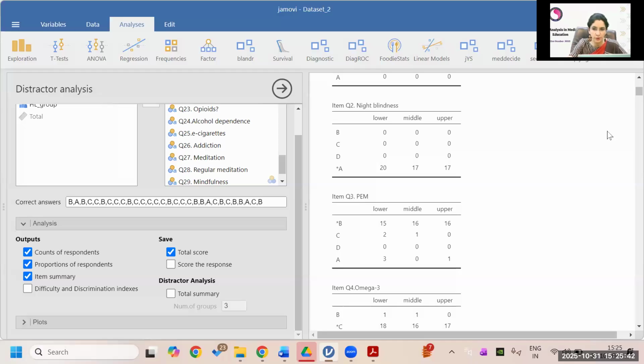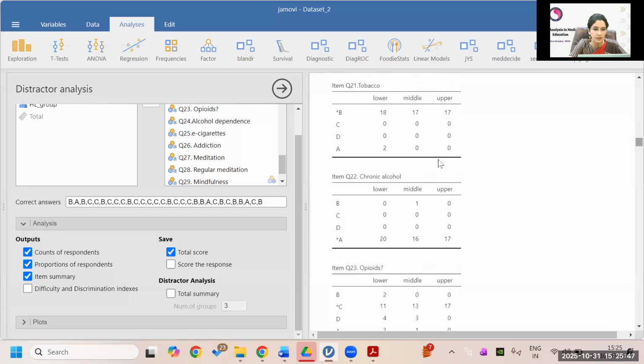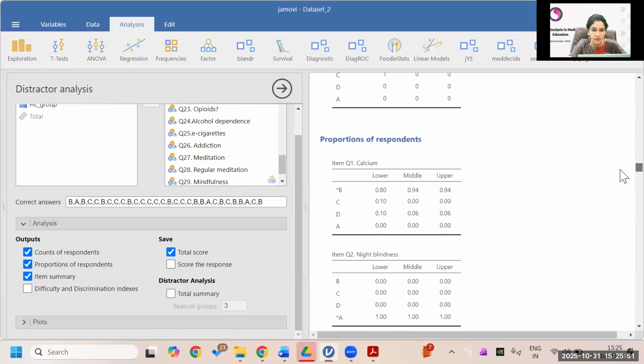And the same, if you see, it tells you as a proportion also. If you come after 30, this one, proportion of respondent. Like you can see here, the same numbers, it tells you in proportion. This one, proportion of respondents. So we have seen 2 options: count of respondent and proportion. Now there's another one. This is the difficulty and discrimination index.